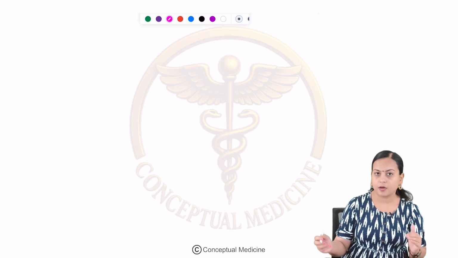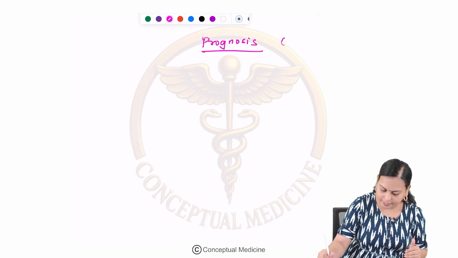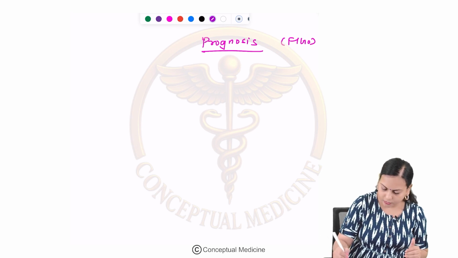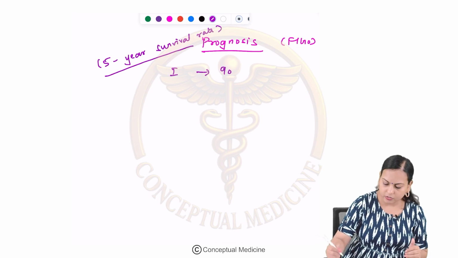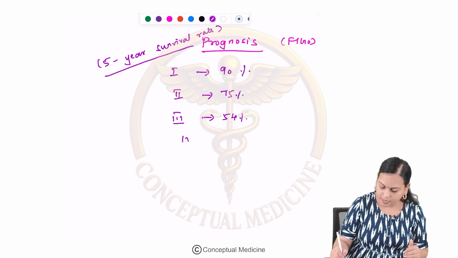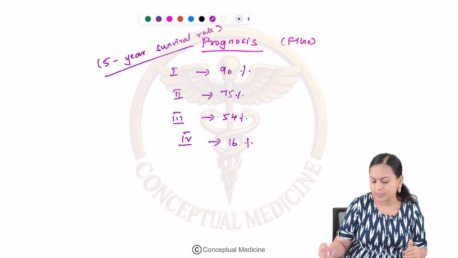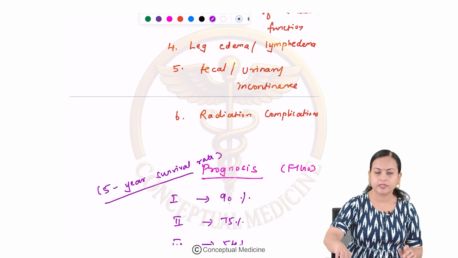Now, let's discuss about the prognosis of vulval cancer as given by FIGO. So, I am giving the 5-year survival rate. Okay, so stage 1 has 90% 5-year survival rate, stage 2 has 75%, stage 3 it is about 54%, and in stage 4 it is about 16%. Clear? Right.